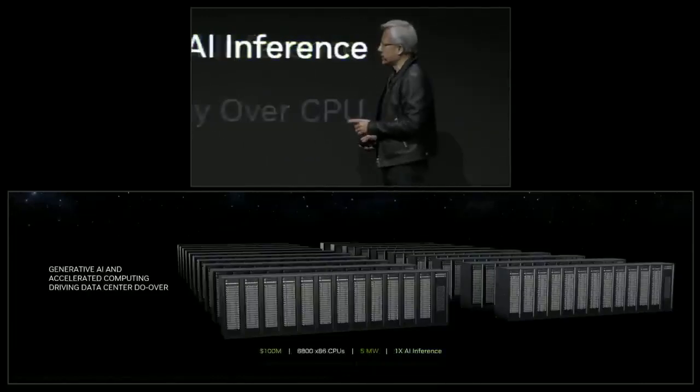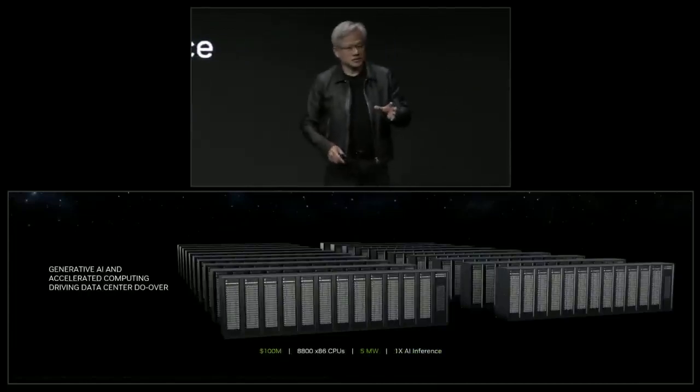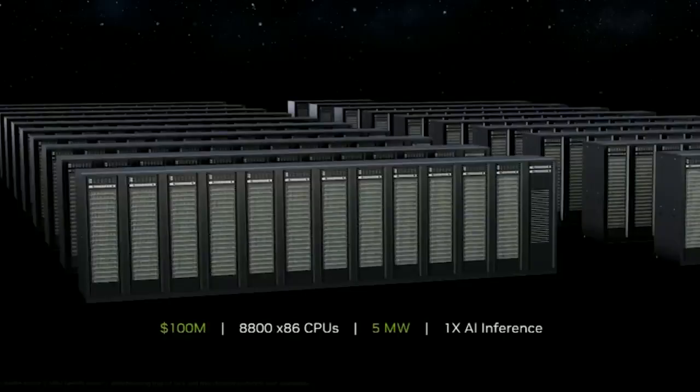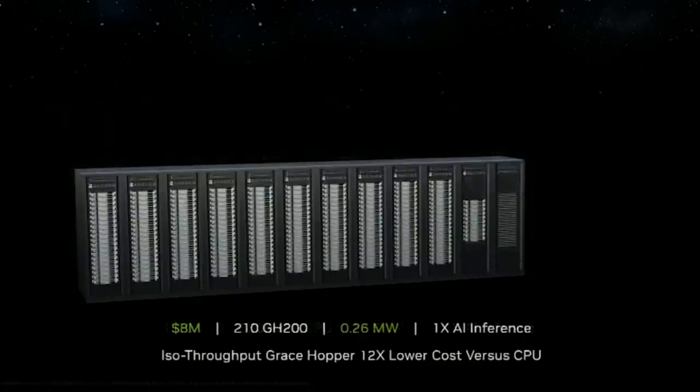Let's take a look at this now again, and let's go through ISO workload. Suppose your intention was to provide a service, and that service has so many number of users, and so your workload is fairly well understood, plus or minus. And so with ISO workload, this 1x, $100 million using general purpose computing, and using accelerated computing, Grace Hopper, it would only cost $8 million. $8 million and only 260 kilowatts, so 20 times less power and 12 times less cost.